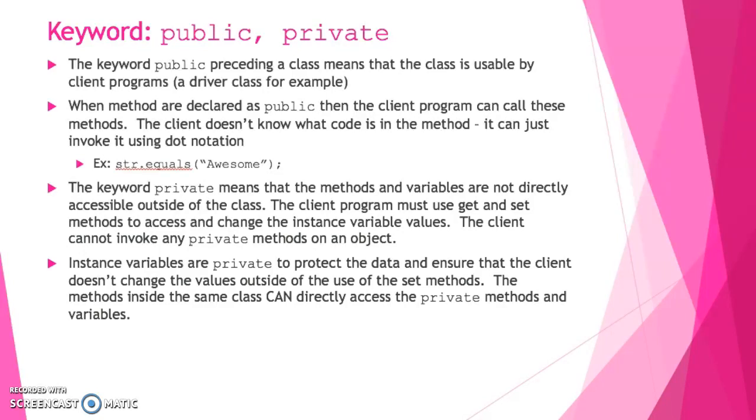So let's say, for example, we have instance variables. Instance variables should always be private, and those are private to protect the data. We can have public methods, and these public methods will go ahead and be called in your driver program so that we can access the private data with permission. We can also have private methods if we would like, but those private methods cannot be called outside of the class.